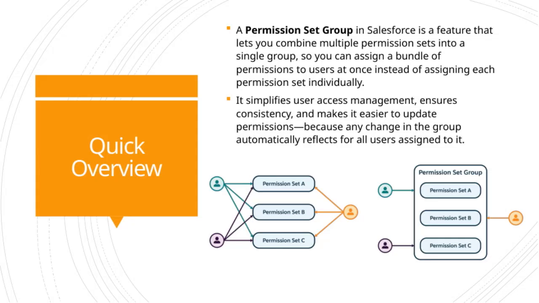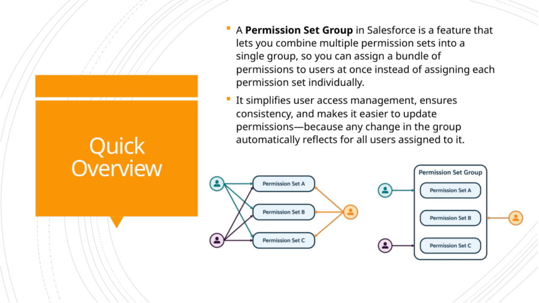A permission set group in Salesforce is a really useful feature that allows you to combine multiple permission sets into a single group. This means instead of assigning permissions one by one to each user, you can assign a whole bundle of permissions at once. It makes managing user access much simpler and more efficient.